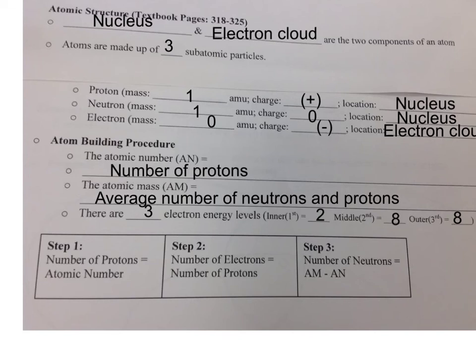I would encourage you to look over Step 1, Step 2, and Step 3 in the atom building procedure. This is an alternative way to discovering both the atomic number, the atomic mass, and the number of protons, neutrons, and electrons within an atom.